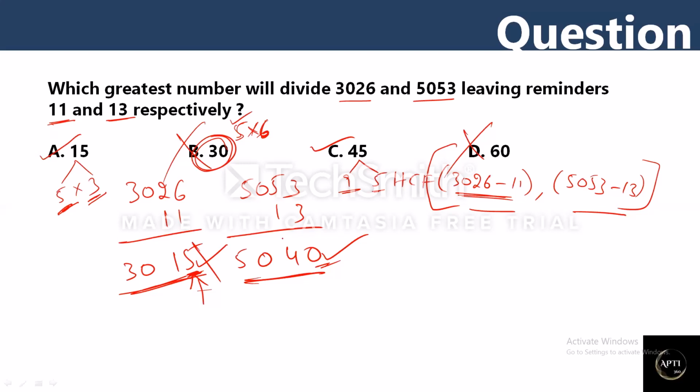But what they are actually asking in the question is which greatest number will divide, meaning the highest common factor. Out of 15 and 45, both are satisfied, but the highest number is 45. So option A is eliminated, that's it. So option C, 45, is correct. Now we'll move on to the next question.